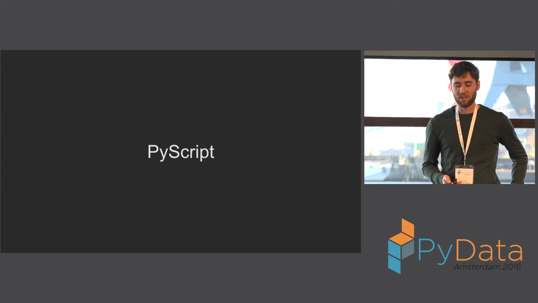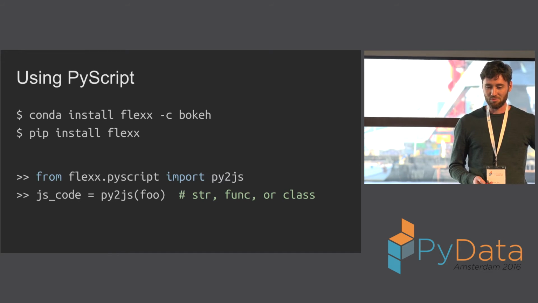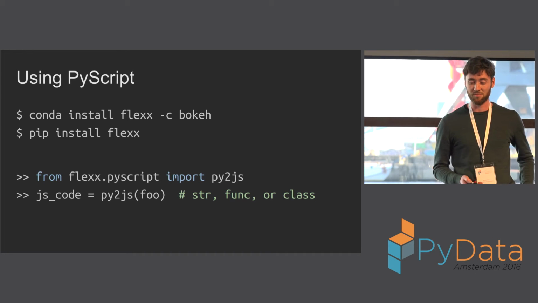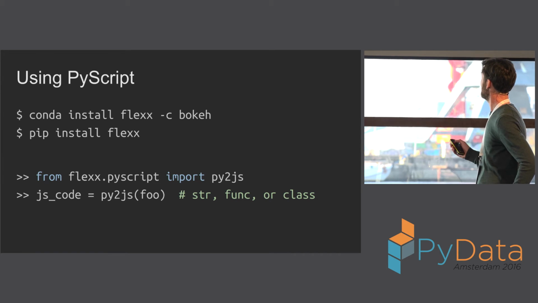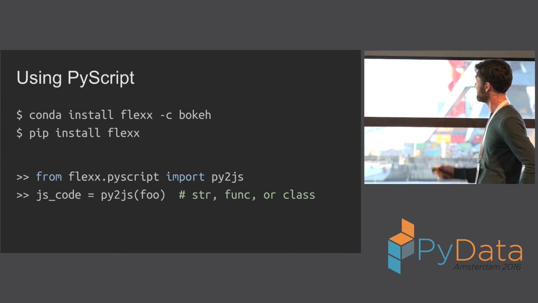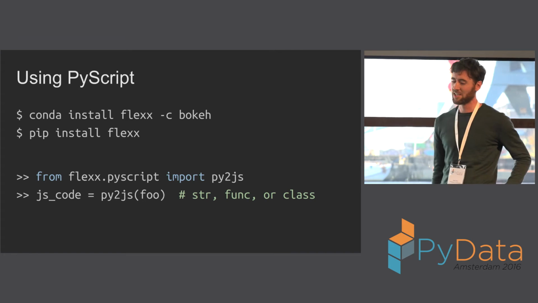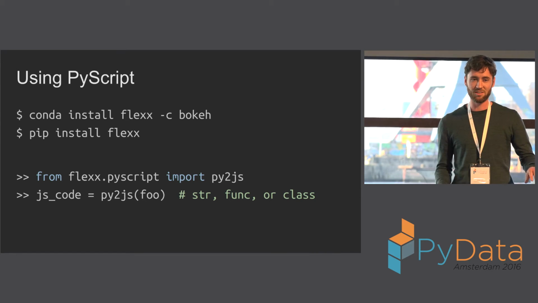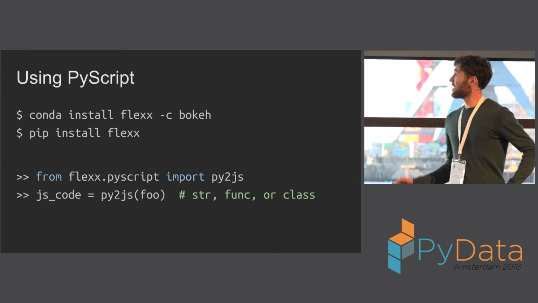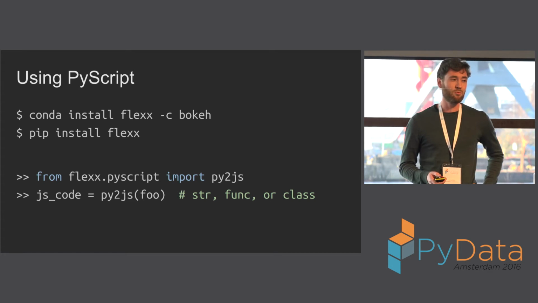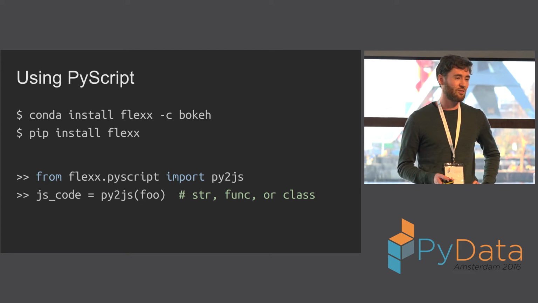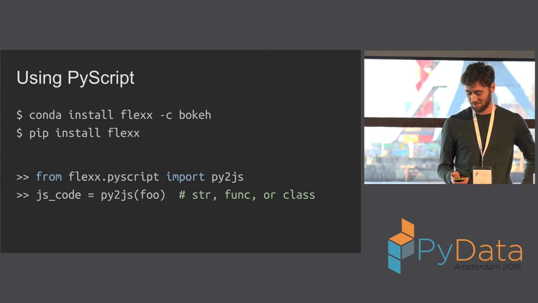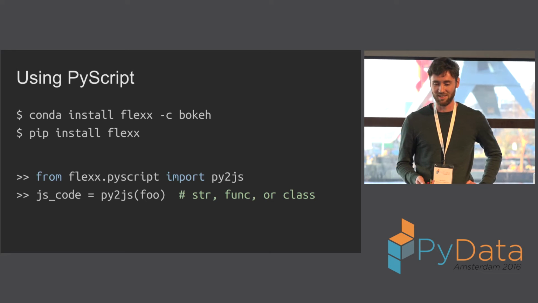Okay, a little bit more about PyScript. So this is a transpiler-based approach. If you want to try it out, you can install it using pip or conda. And basically, there's one command that you want to import. By the way, it's part of the Flexx project. But if you import it in this way, only the PyScript transpiler is loaded. And this is the main function, and you can give it either a string with Python code, or a function object, or a class, and it will give you the corresponding JavaScript code. So the API is very simple. So if you want to play with it, it's easy.